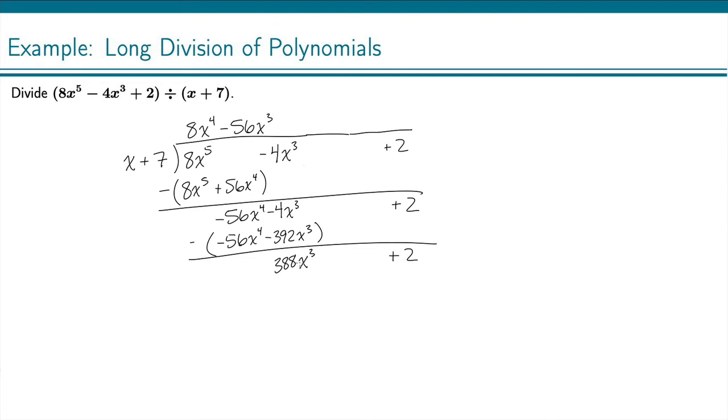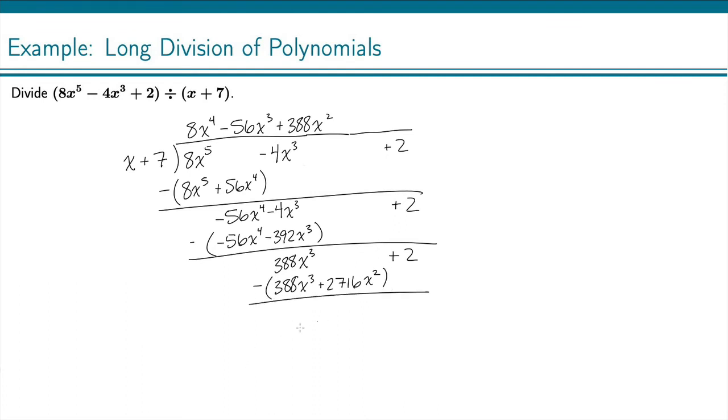You can see this is going to take a while. Let's do it again. So we take 388x cubed and divide it by x, and that gives us 388x squared. And we take that and we multiply it by this divisor. So we have 388x squared times x, and that's 388x cubed. And then we have to multiply it by 7. So 388 times 7 is 2,716x squared. Okay, and then we can subtract.